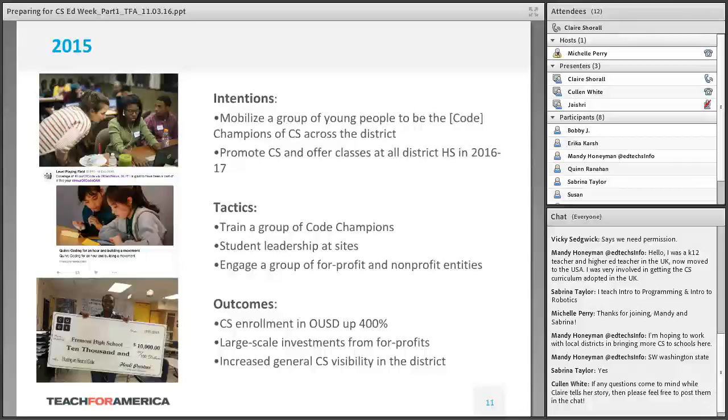And so there's a folder with all of the materials. We had students give mock principal meetings. There were rubrics in order to give them feedback on the process. We were really clear about the types of leadership capacity that we wanted to grow in students in relation to CS Ed Week.